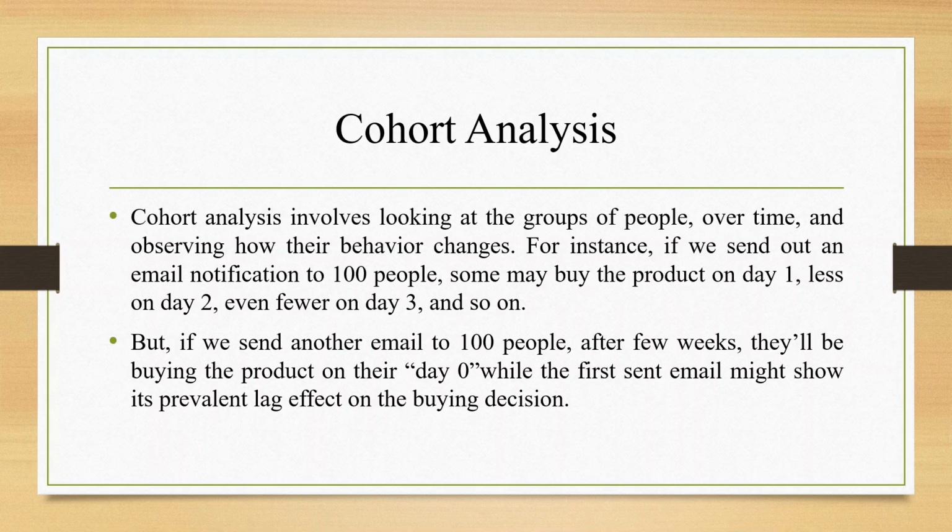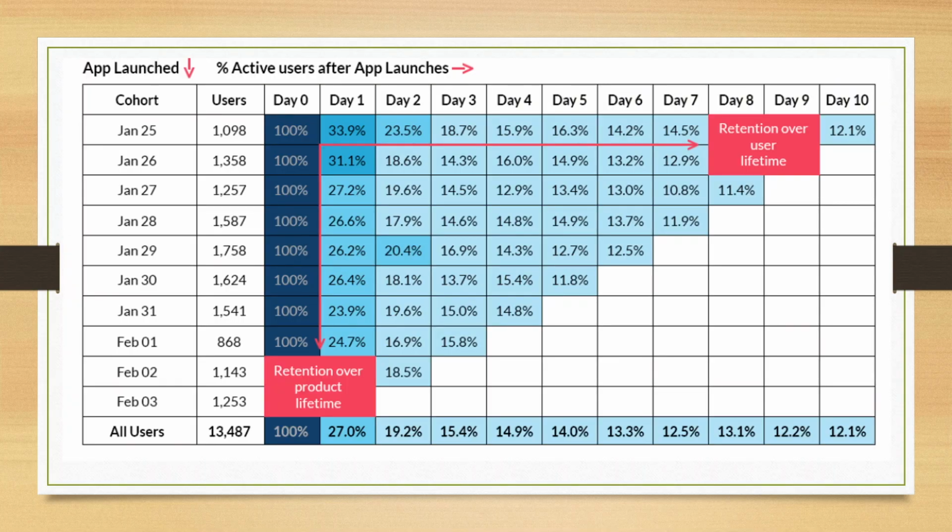For instance, if we send out an email notification to 100 people, some may buy the product on day 1, less on day 2, even fewer on day 3, and so on. But if we send another email to 100 people after a few weeks, they will be buying the product on their day 0, while the first sent email might show its prevalent lag effect on the buying decision. Now, let me show you one example here of cohort study.